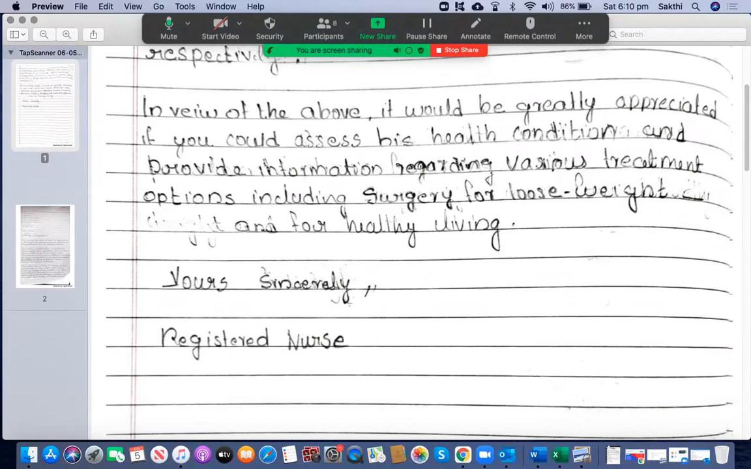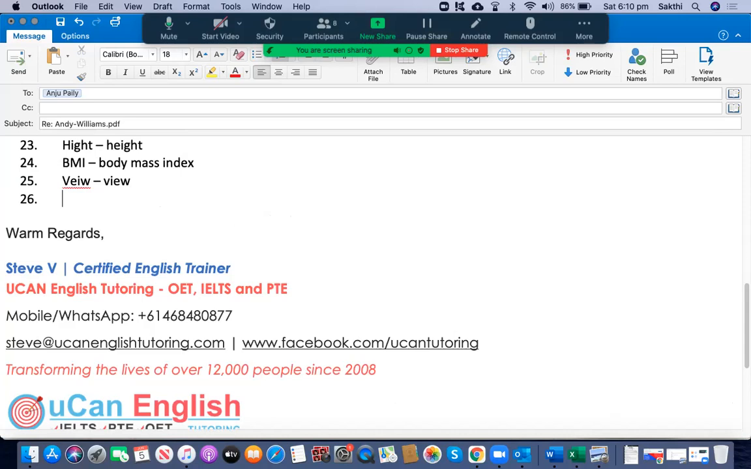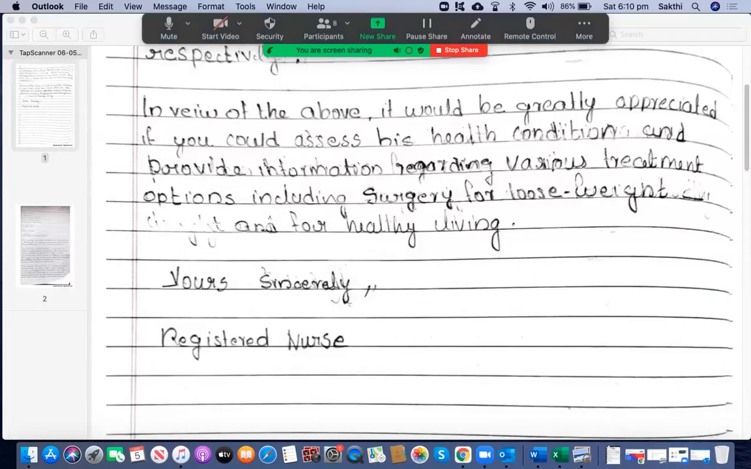Okay, in view of the above, oh my god, look at this. It's VIE, not VEI. That's not good. These are simple mistakes. It's all carelessness, unfortunately. View, sorry, VIEW. Okay, good. In view of the above, it would be greatly appreciated if you could assess his health condition and provide information regarding various treatment options. Treatment, good. Including surgery for lose weight.